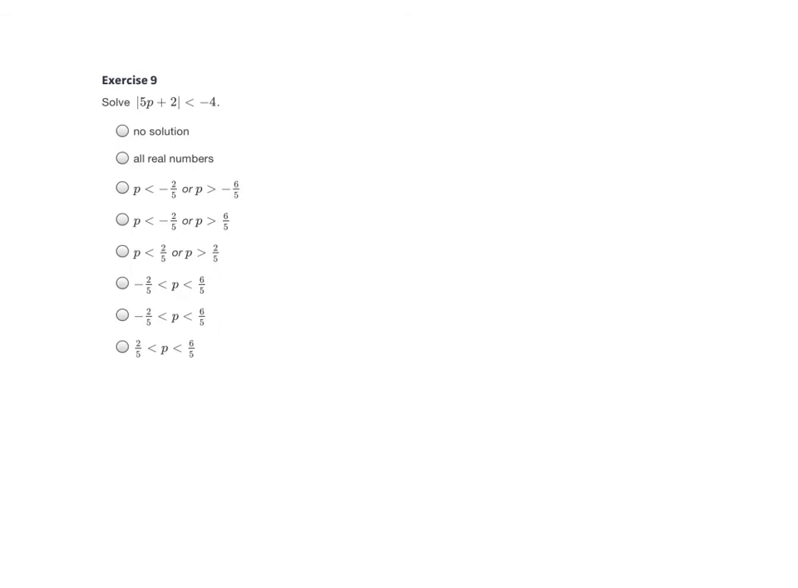Alright, so now we've got the absolute value of 5p plus 2 less than -4. Now, this we know is a positive, right? Can a positive be less than -4? A positive cannot be less than -4. So this is a no solution. Because we know that this is positive, and a positive cannot be less than -4.